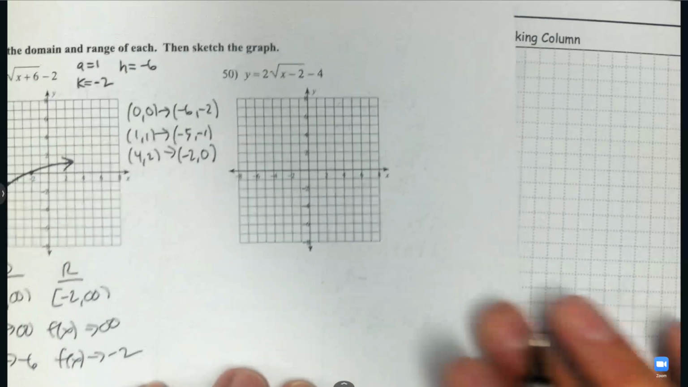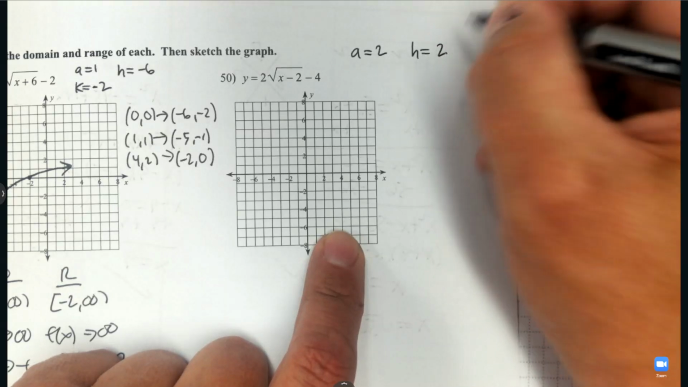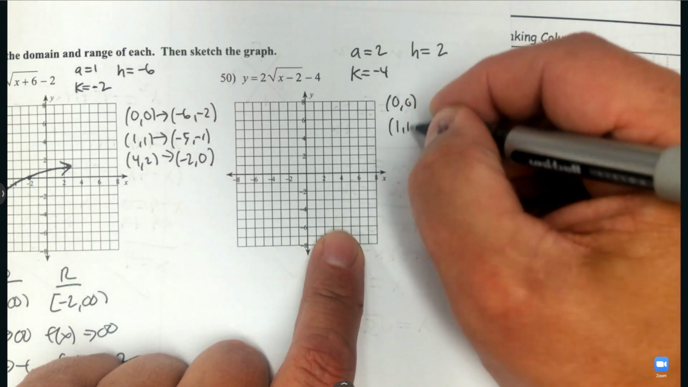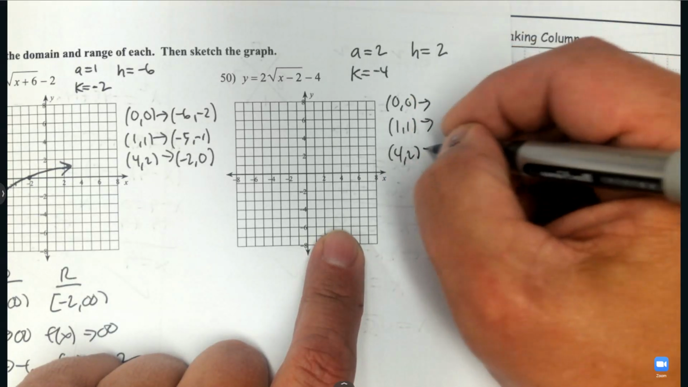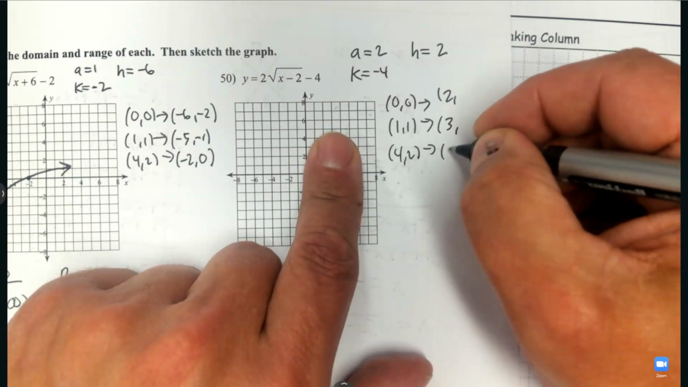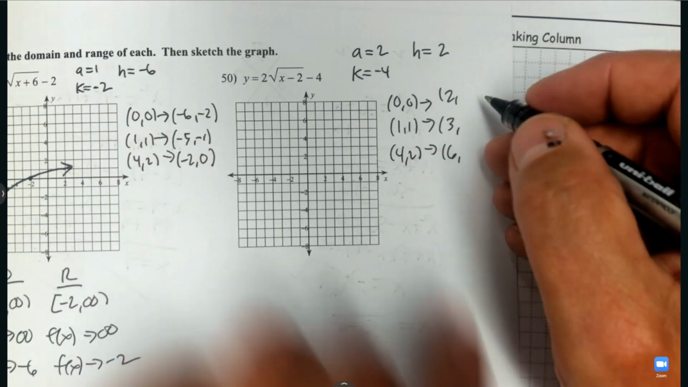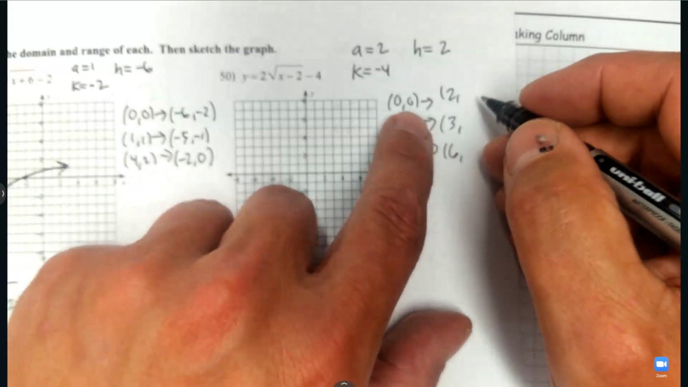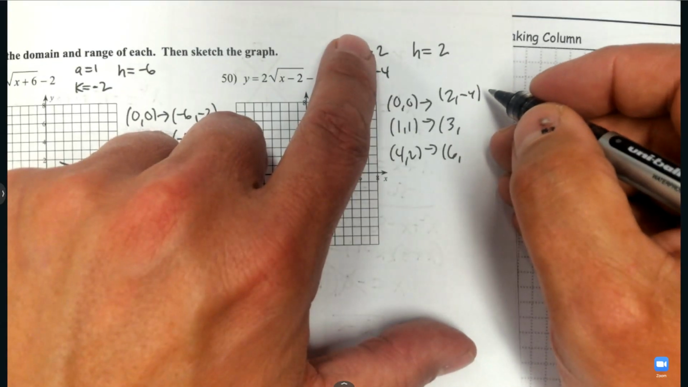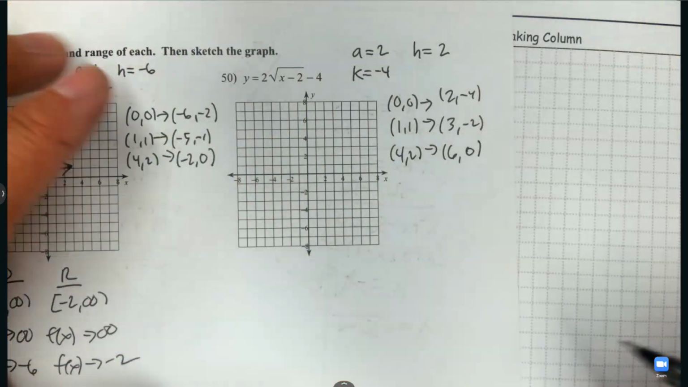All right, try number 50. Can you graph it? Start here. What does a equal? What does h equal? What does k equal? Be careful you did the opposite number. The 3 points we're going to start with are 0, 0, 1, 1, and 4, 2. All right, so I'm going to add 2 to every x coordinate. So I want 0 plus 2, 1 plus 2, 4 plus 2. To the y coordinates, I'm going to multiply and then subtract. So 0 times 2, and then subtract 4. 1 times 2, which is 2, take away 4. And then 2 times 2, take away 4. And then those are the points that are going to go in my graph.